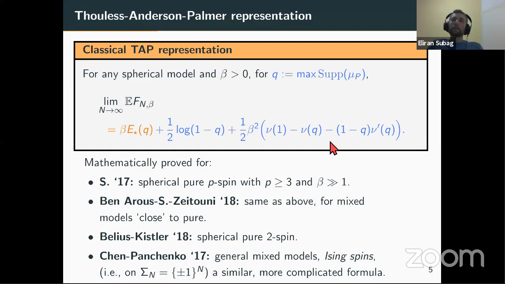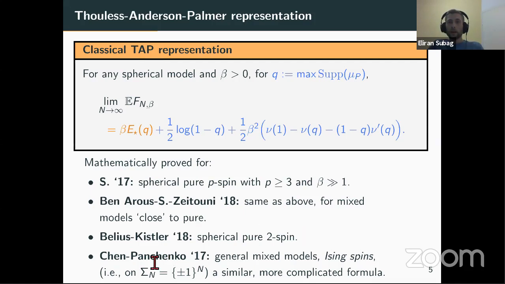And mathematically, it has been proved in several cases. For the spherical models, for the pure ones, you can prove this formula by looking at critical points and some analysis of what happens around them. This was done for large enough beta, and later together with Ben Arous and Zeitouni for mixed models, but assuming they are close enough to pure. So essentially one of the coefficients gamma_p in the mixture is large and all of the others are small.